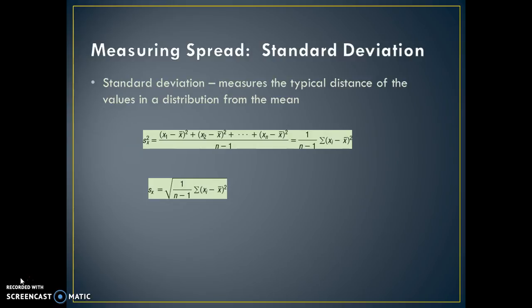Another way you can compare spread is with standard deviation. Standard deviation is associated with the mean, and it measures the typical distance of the values of the distribution from the mean. So this is a big, complicated equation, but I'll show you how. You need to know how to use it, and I will also show you how to do it in the calculator when we get to class. Okay. So all this says is you take every data point, you subtract the mean from it, square it, add all those up, and then divide by n minus 1.